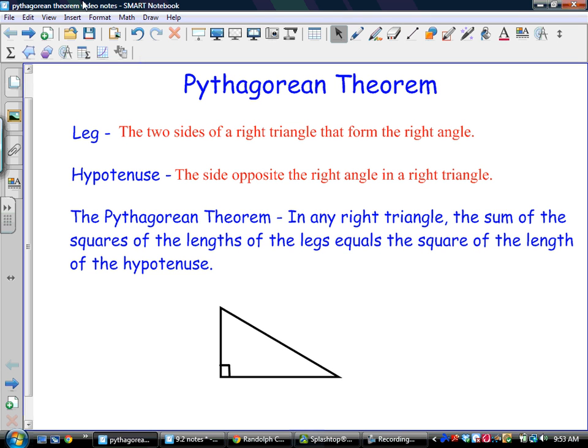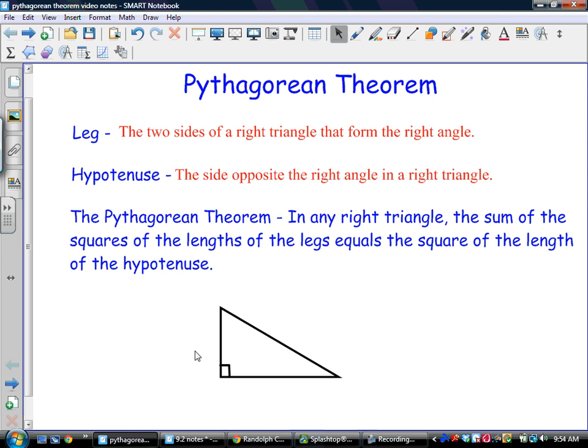Alright, so today we're going to talk about the Pythagorean Theorem. Okay? So, the first thing is we need a couple of definitions. First definition we're going to look at is the definition of a leg. Not what you walk on. This has to do with triangles. The two sides of a right triangle that form the right angle are called the legs.